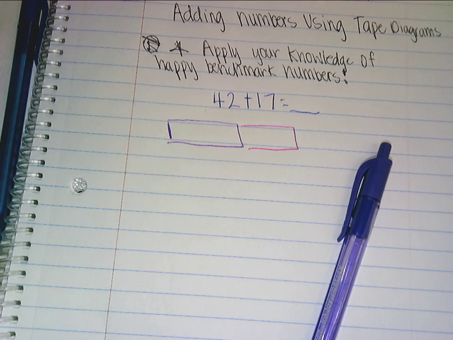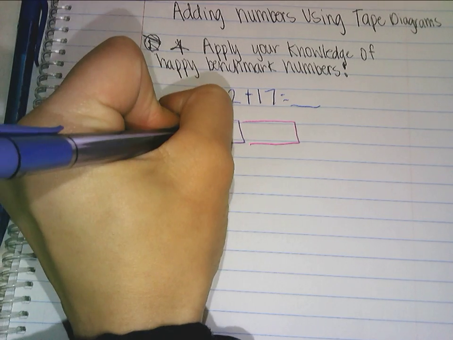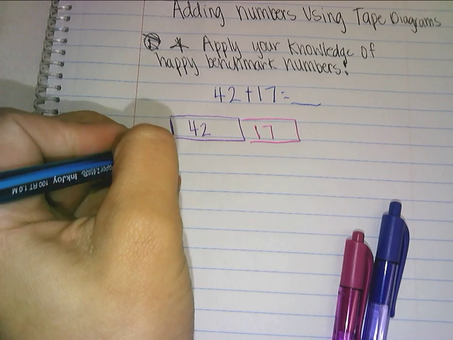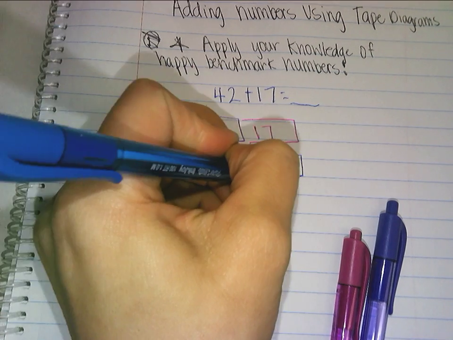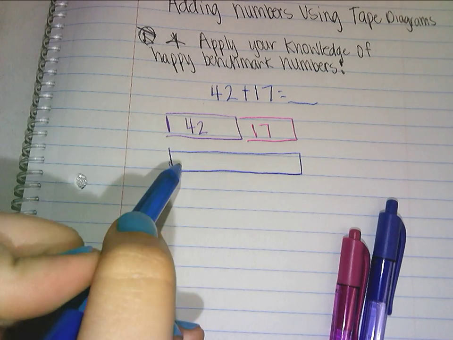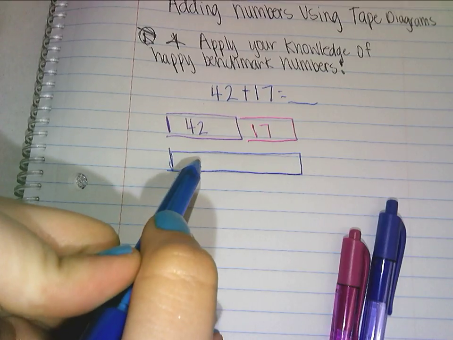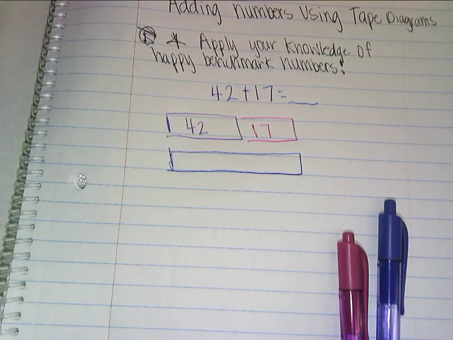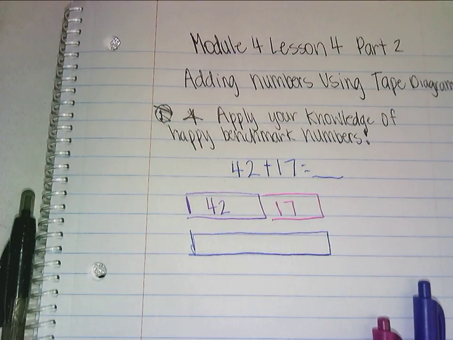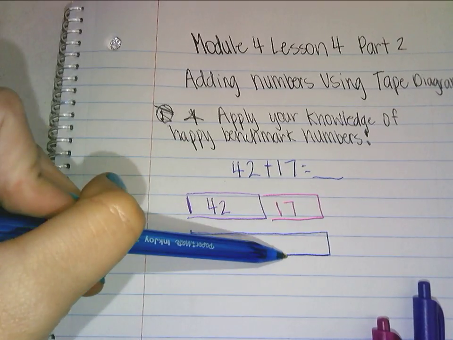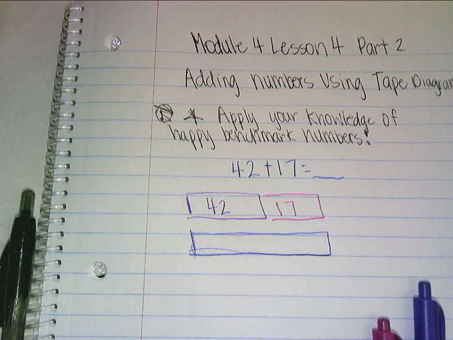In this case, this would be 42, and this is 17. And then on the bottom is the whole, which is the answer. A little bit different from subtraction. In subtraction, the whole is on the top. In addition, the whole is on the bottom, because that's the answer, or the total. And up here are the two parts to show that you're putting them right next to each other because you're adding them together. When you draw the whole, make sure that it's the same length as your two parts on the top. Not longer and not shorter.